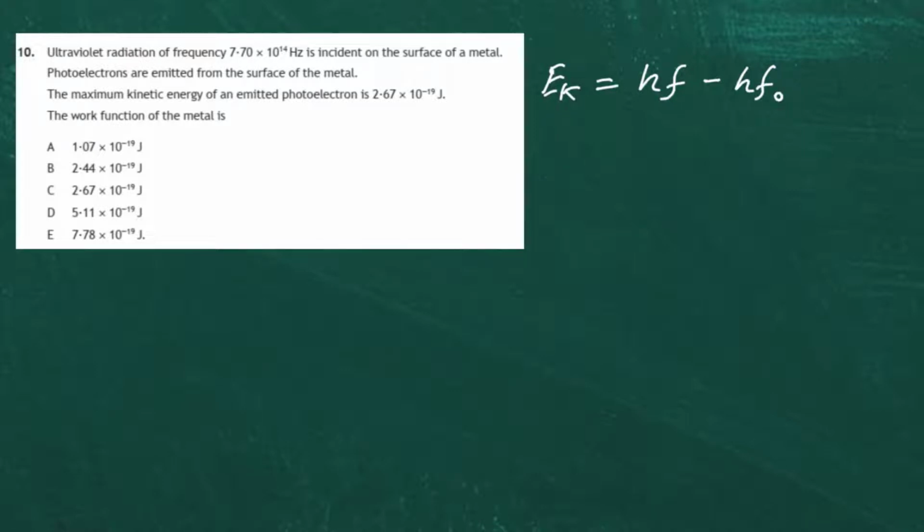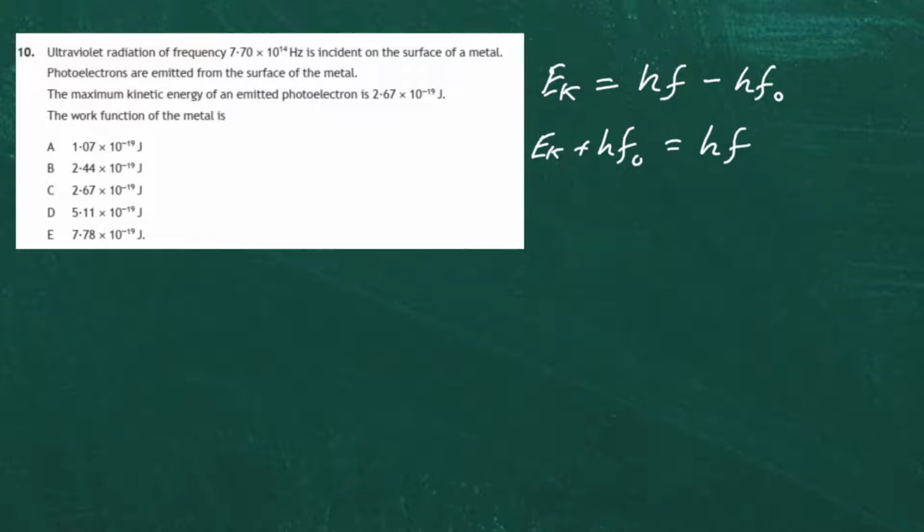Remember, hf₀, the work function, means the minimum amount of energy a photon must have in order to eject an electron from the surface of the metal. Now we're asked to find hf₀, so we have to do a little bit of algebra here. So we add hf₀ onto both sides, so we get Ek plus hf₀, and that's going to equal hf.